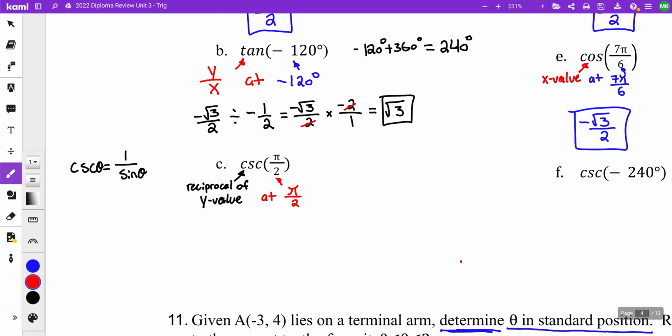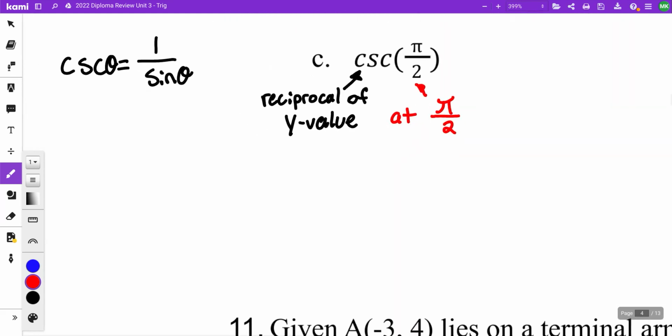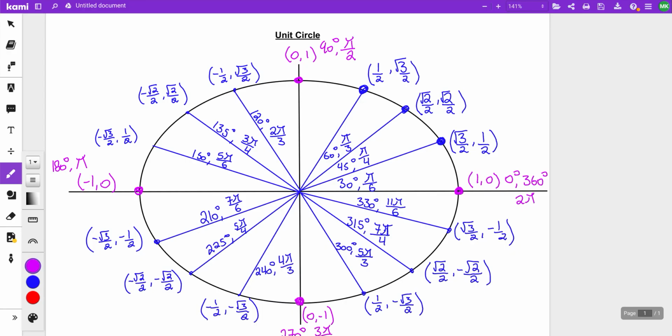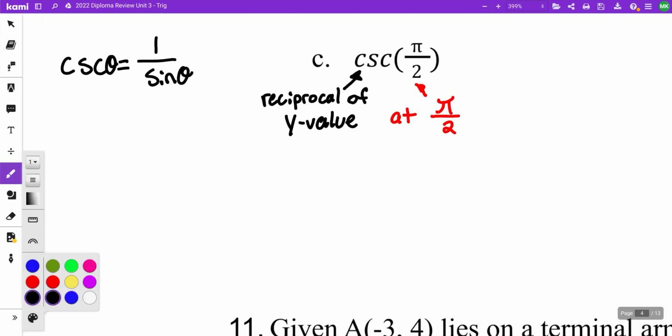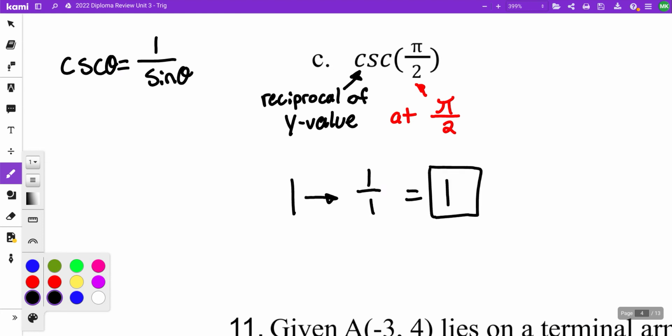This is where we started today. So we look at this one. We're doing the reciprocal of the y value, right? So I look at pi over 2. Pi over 2 is on your unit circle. It's straight up, right? The y value is 1. So the reciprocal of the y value would just be 1 over 1, which is still just 1. This is the y value. Then we reciprocate the y value.